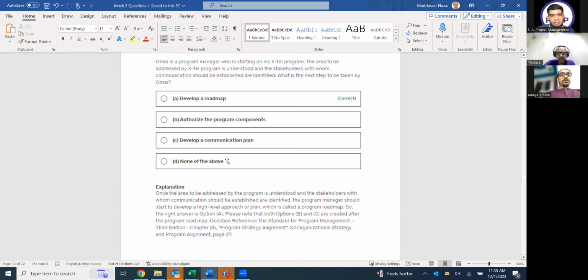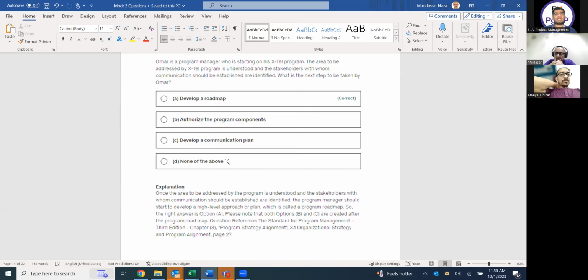I choose the communication plan because after stakeholder identification, you do communicate, and once you have made the stakeholder engagement plan matrix, then you go for the communication plan. But I was thinking from a PMP perspective. Once the area to be addressed by the program is understood and the stakeholders are identified, the program manager should start to develop a high-level approach or plan, which is called the program roadmap. After the roadmap, authorize the program components.